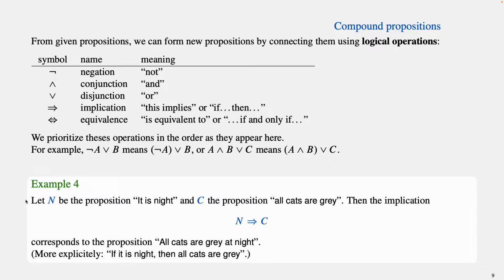So let's apply this to one of our previous examples. By the letter N, I denote the proposition it is night, and by the letter C, I denote the proposition all cats are gray. And then this implication here, N implies C, or if N then C, means all cats are gray at night, or if I want to say it more explicitly, if it is night, then all cats are gray. So these, as I mentioned before, are just two reformulations of the same proposition, so I do not consider them as two different things.